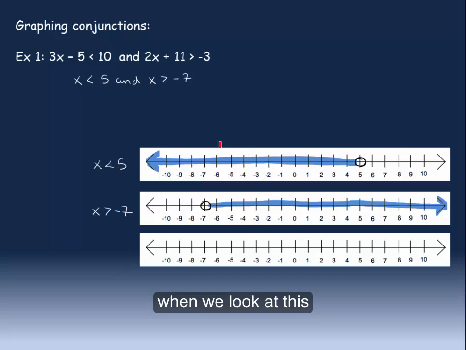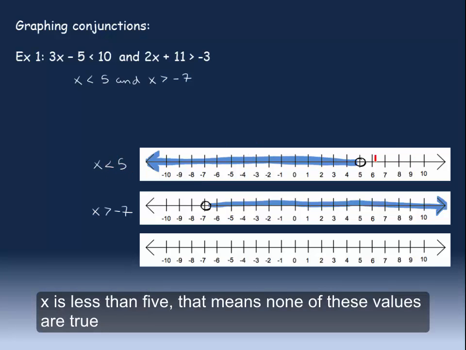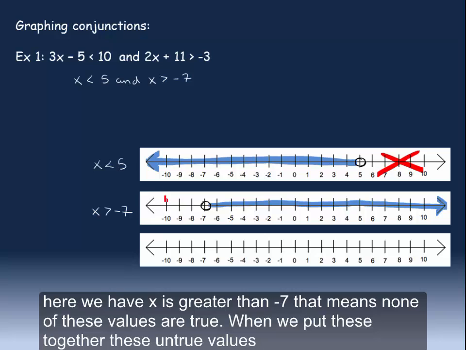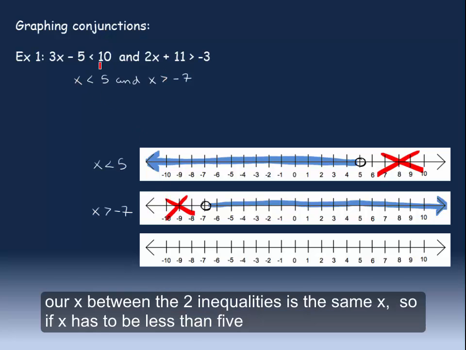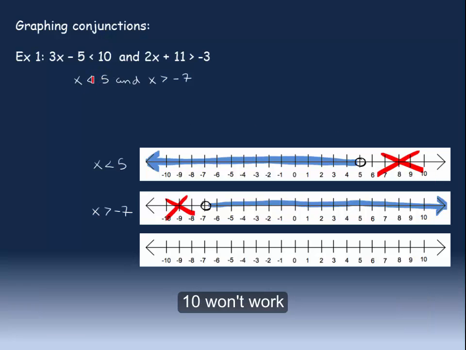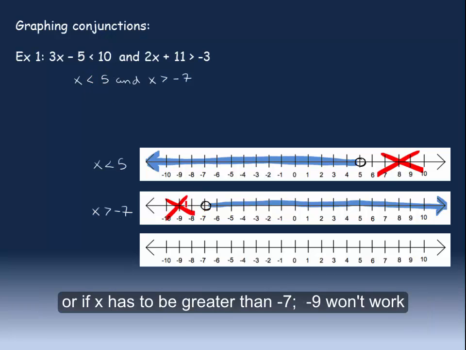When we look at this, x is less than 5. That means none of these values are true. Here we have x is greater than -7. That means none of these values are true. When we put these together, these untrue values will still be untrue. So our x between the two inequalities is the same x. So if x has to be less than 5, 10 won't work. Or if x has to be greater than -7, -9 won't work.